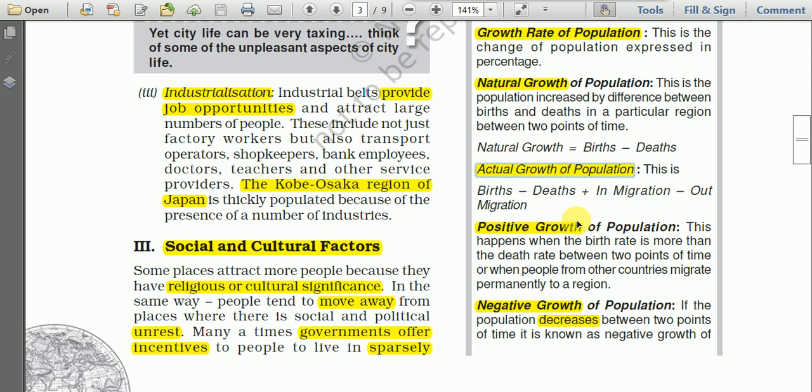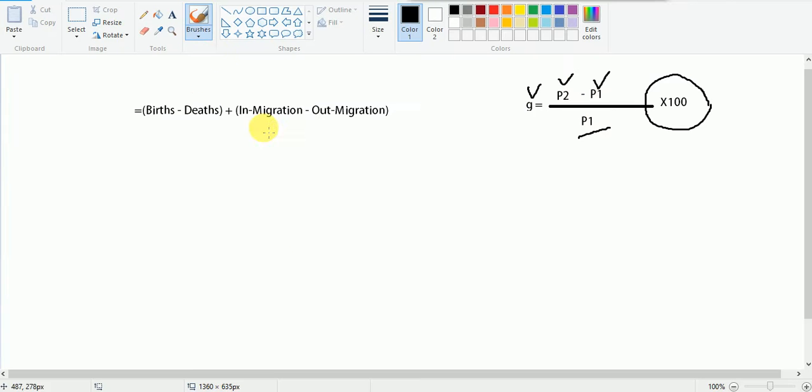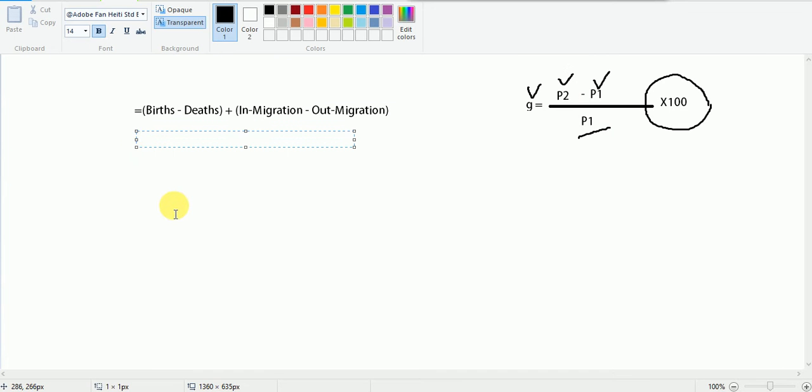So let us see one example. This is the formula which I have already typed. Let us say the number of births of a country, for example, is 25, and the number of deaths is 10.